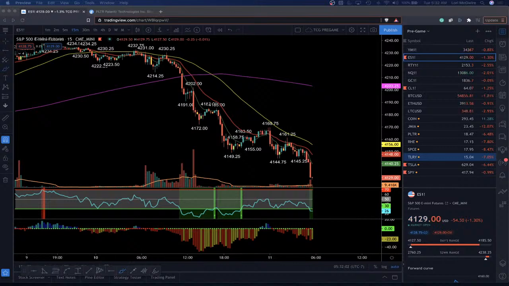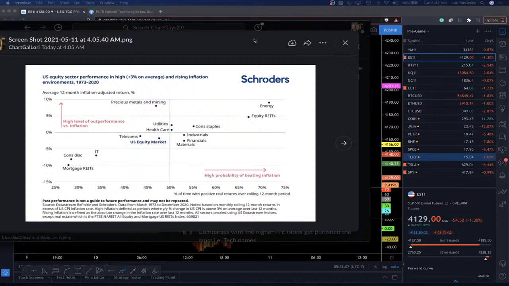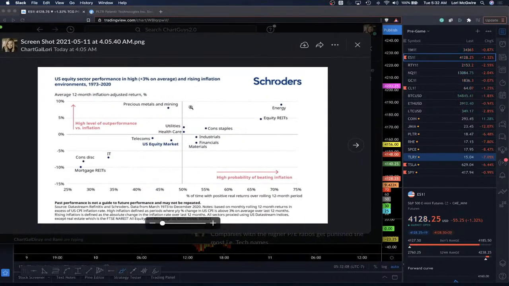So what is going on is inflation. What inflation, or the fear of inflation, is the narrative of the market. Up here in the top right quadrant are names that have a high probability of beating inflation and a high level of outperformance versus inflation. So energy, that's why XLE names are doing so well.